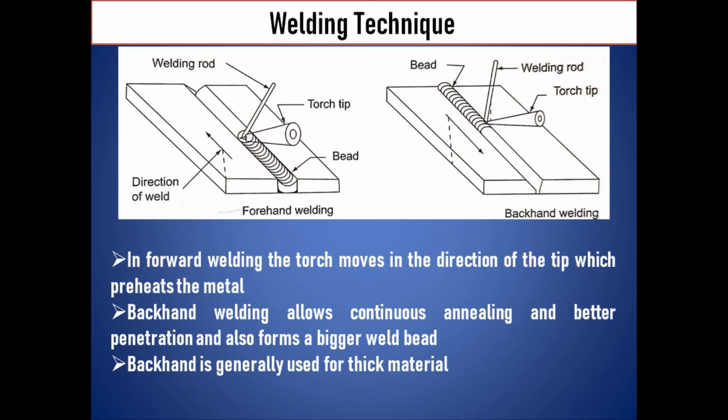So in that case the weld bead, meaning the weld thickness, will be more in backhand welding. That is why backhand welding is applied to thick metals. If it is a thin material, then we can go for forehand welding.